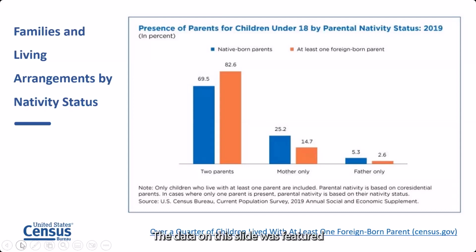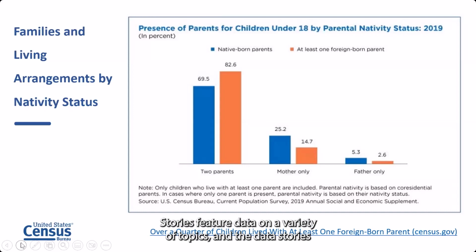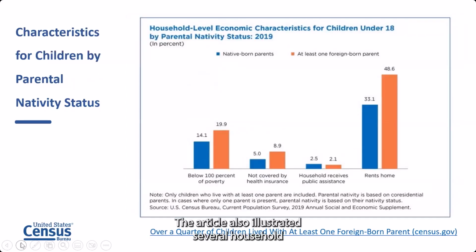The data on this slide was featured in an America Counts article on the Census Bureau's website, and the America Counts stories feature data on a variety of topics, and the data stories often coincide with major data releases. The article also illustrated several household economic characteristics for both native-born and foreign-born parents. Children with native-born parents fared better on certain household economic characteristics than children with at least one foreign-born parent.